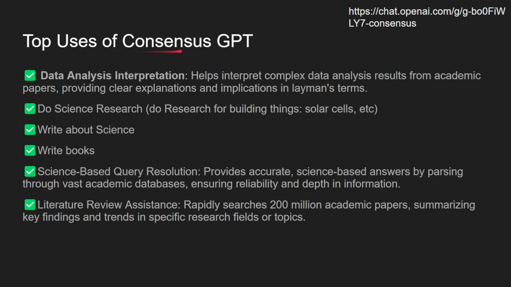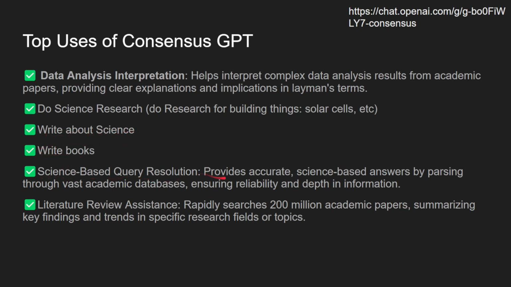Top uses of Consensus GPTs. Here are some ideas on how you can use this GPT for data analysis and interpretation. It helps interpret complex data analysis results from academic papers, providing clear explanations and implications in layman's terms. This means that anyone can understand. Do science research. Do research for building things, solar cells, etc. Write about science. Write books.